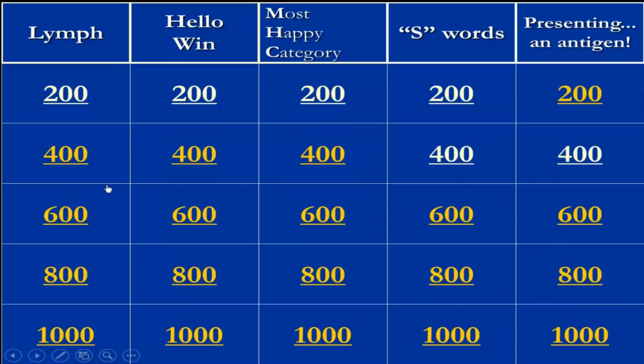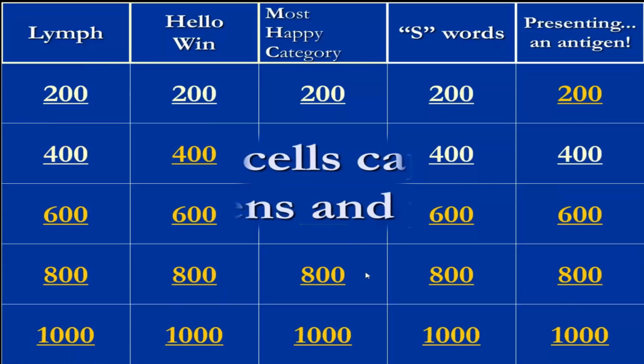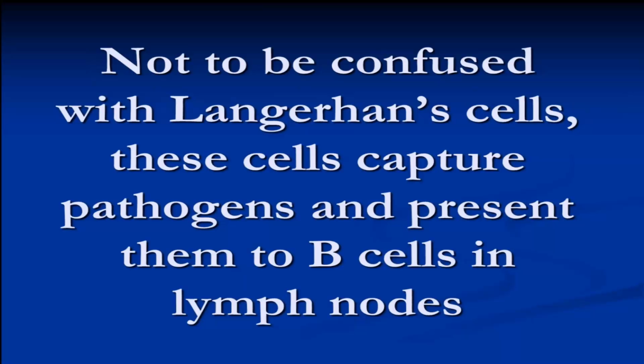Two less for 400. Not to be confused with Langerhans cells, these cells capture pathogens and present them to B cells in lymph nodes. What are follicular dendritic cells? Yeah, no, that's good.